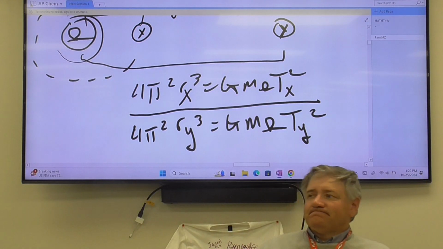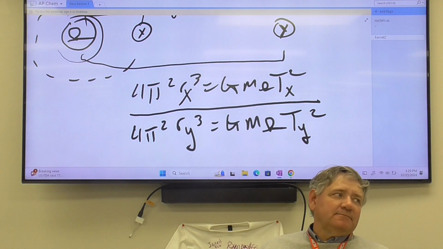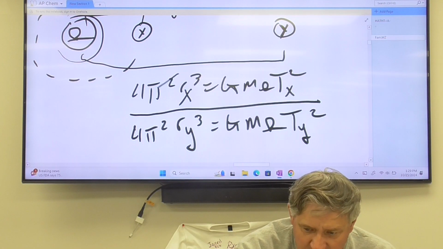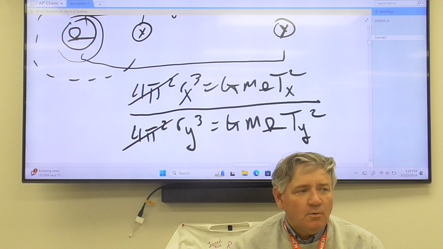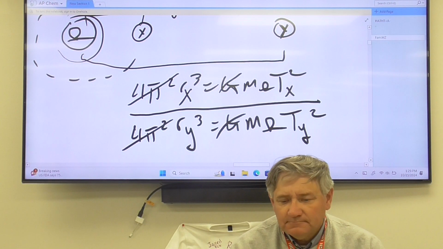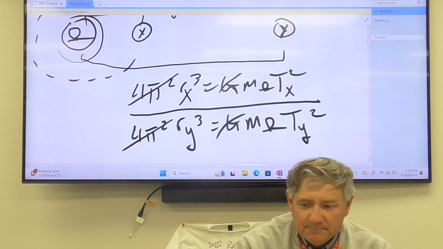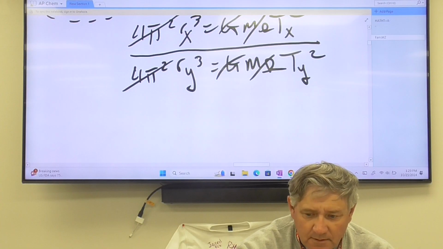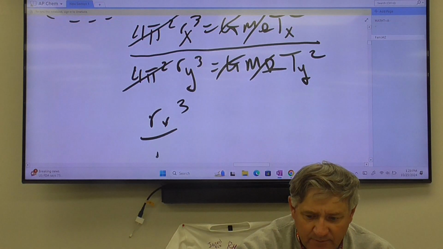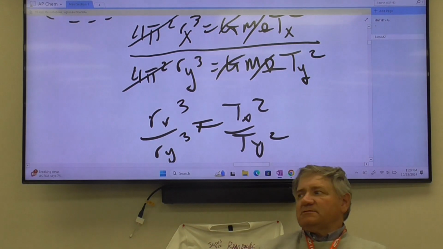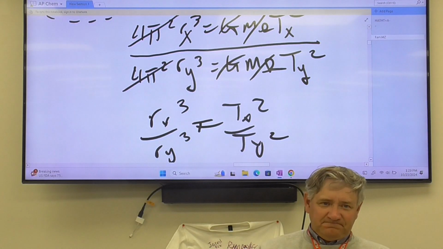Cool. What's going to happen? 4 pi squared is gone. What else is gone? G is gone. What else is gone? Mass of omega. Mass of the planet. What are you left with? Yeah, Rx cubed over Ry cubed equals Tx squared over Ty squared, otherwise known as Kepler's third law.